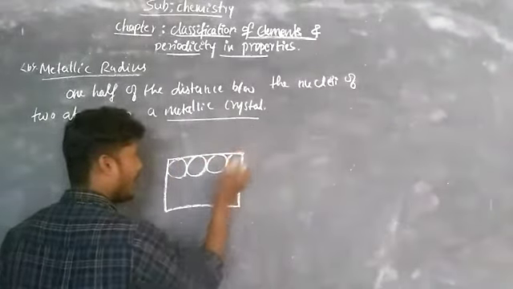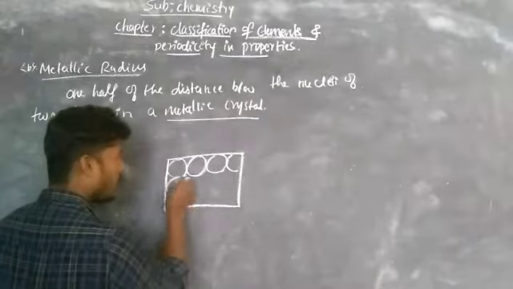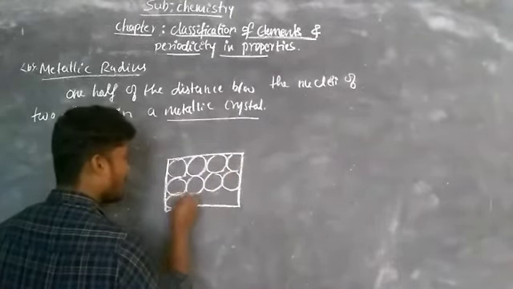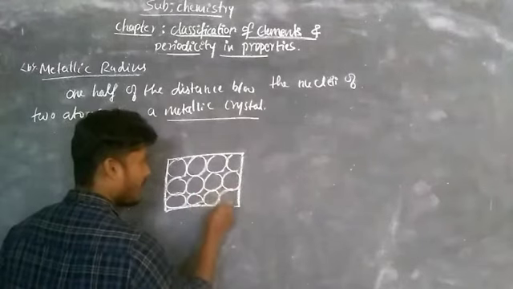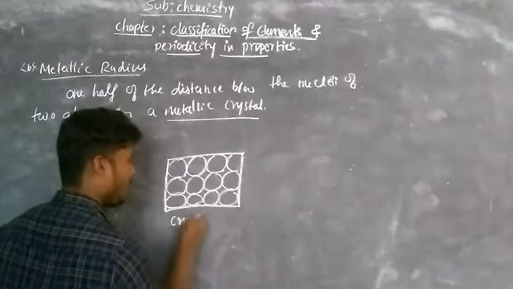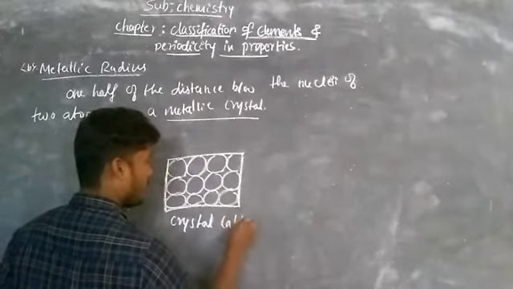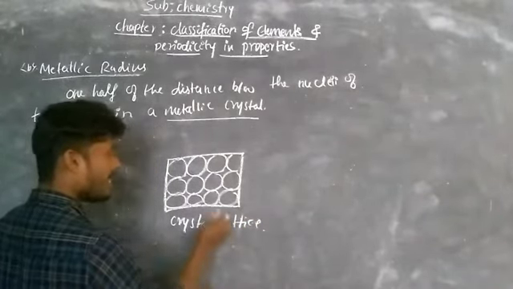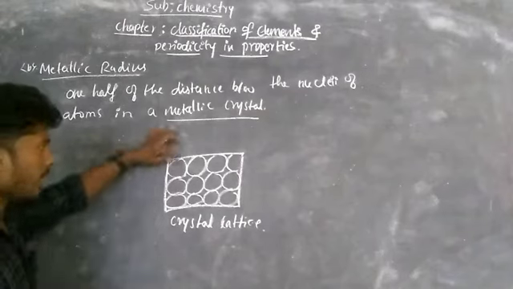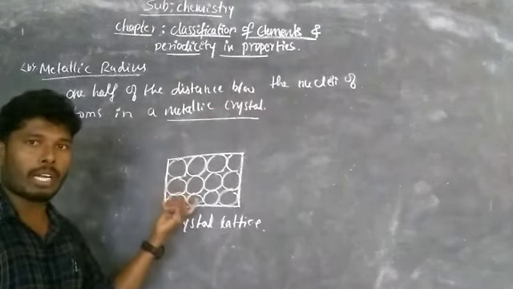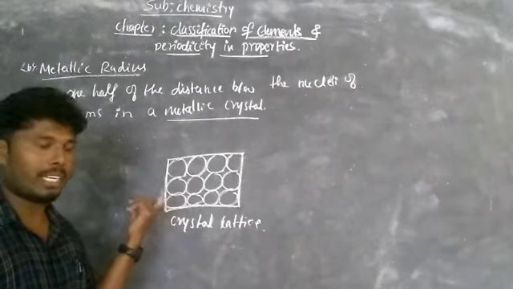They are bonded by a metallic bond. Here we cannot see a covalent bond. When we take a metal crystal lattice, this is the crystal lattice. In this crystal lattice, see, these metals are metallically bonded. That is, it is a metal bond, not a covalent bond, in metals.